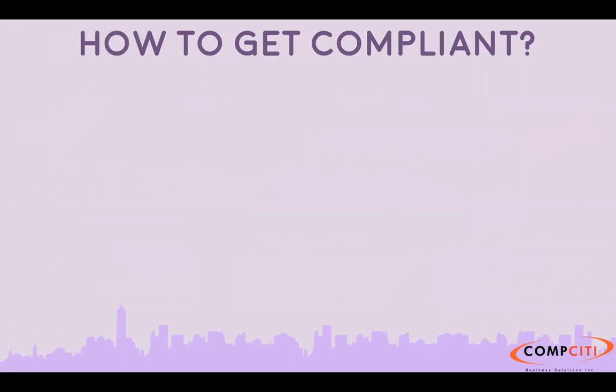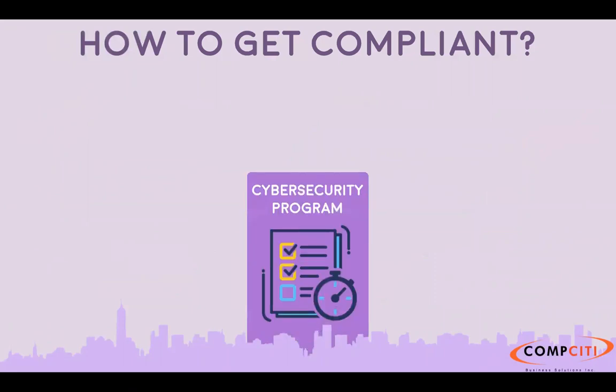So how to get compliant? This process starts with creating a cybersecurity program. A cybersecurity program consists of various components. Top of the list is assets inventory. We need to identify all the assets we have so that we can protect them. If we don't know what we have, we cannot protect them.